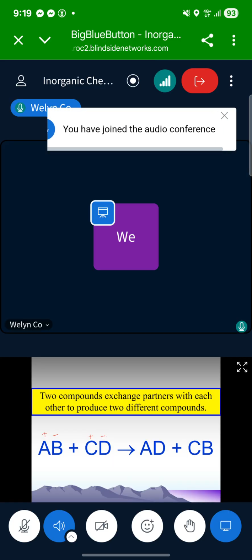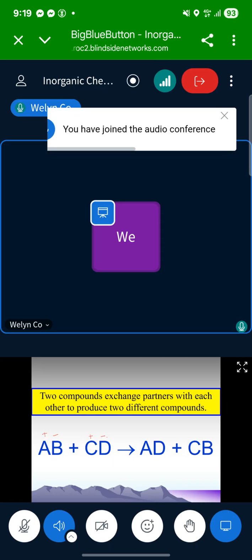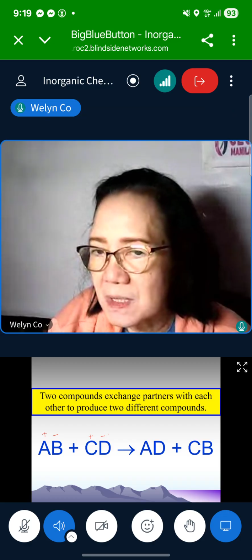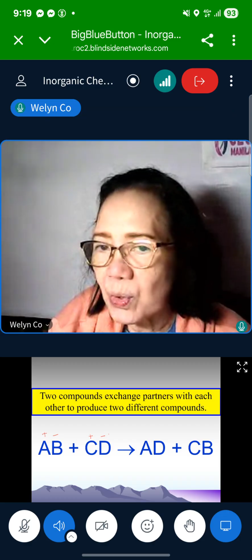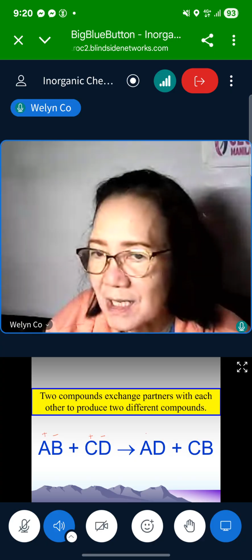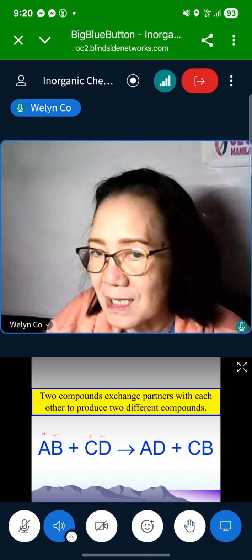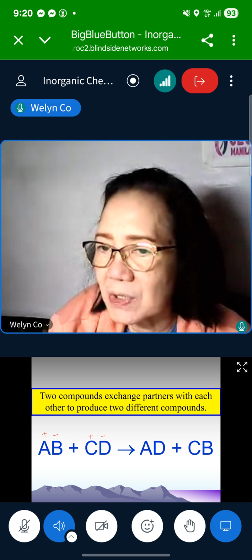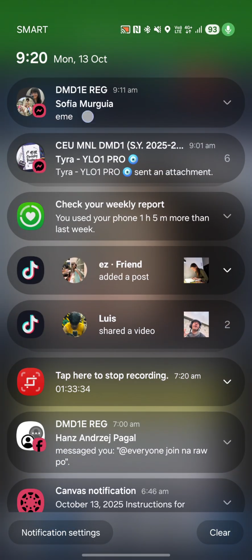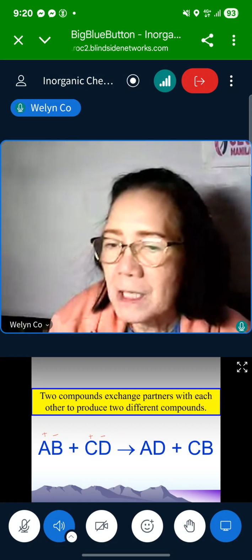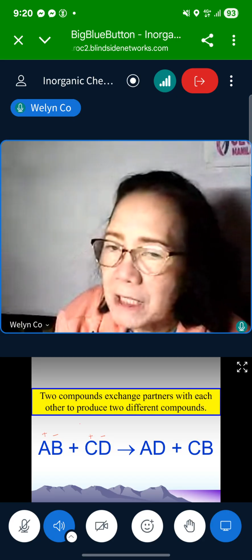that I am using here, because these would be the metal-containing substances that transfer electrons to the nonmetals. Okay? Transferring of the electrons. And the bond between the atoms in this compound is what we call your ionic bond. Okay? So, this is the exchange of partners.